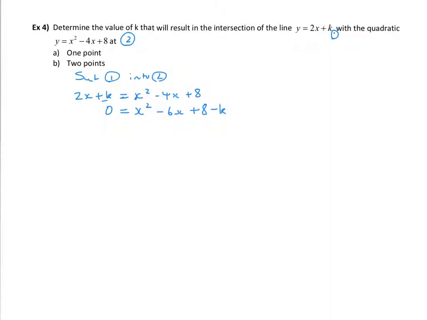Now, in this quadratic, we want it to have one point of intersection, or one solution. Because I don't know how to factor, I would be adding to -6, but multiplying to this wonky 8 minus k. And what is that? I'm not exactly sure.